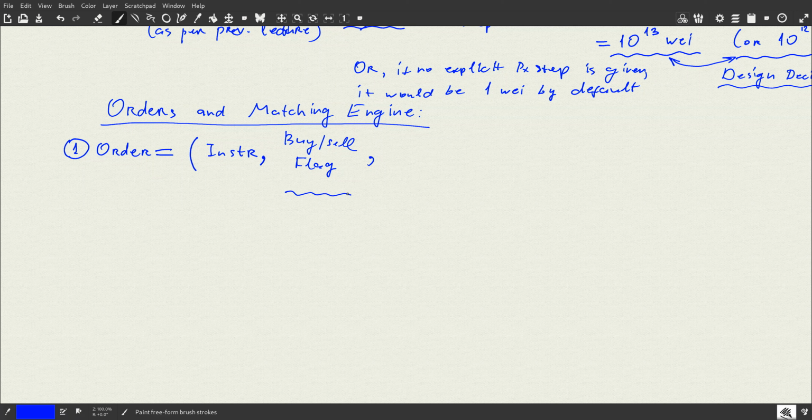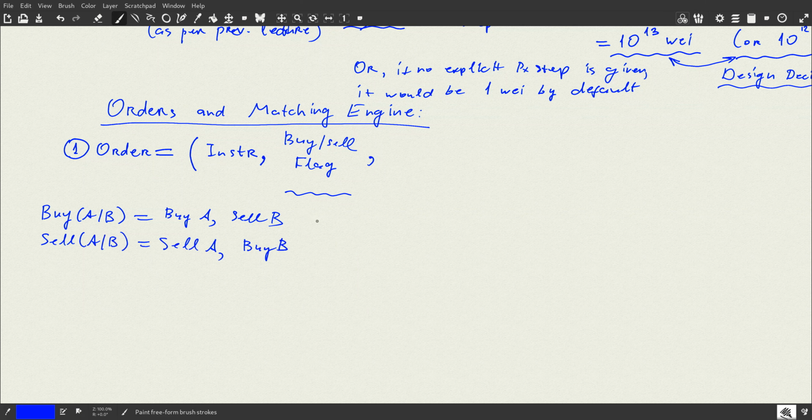Again, buying the instrument is actually buying asset A, and selling, that's just for you to remember, buy AB means buy A, sell B. Sell B means pay with B, because actually you give B away, and that's why you're selling B. Obviously, the other way around, selling AB means sell A, buy B. Pay with B. And here receive B. Okay. What else? Buy-sell flag.